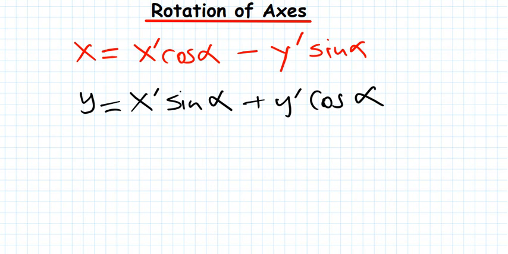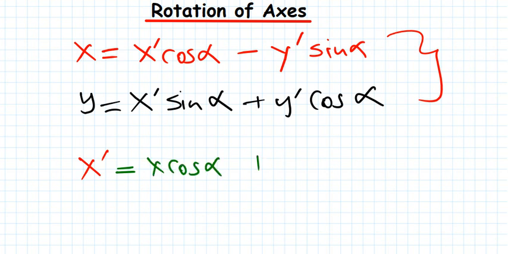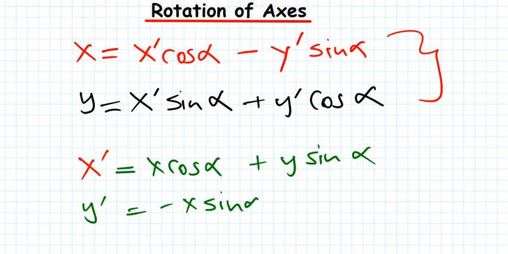So these are the two equations that are going to be very cardinal. Of course there is a form where you make x prime the subject, but we're going to work more with these ones. Let me give you the other formulas as well. X prime is equal to x cosine of alpha plus y sine of alpha, and y prime is equal to negative x sine of alpha plus y cosine of alpha. So these are the equations we're going to work with.